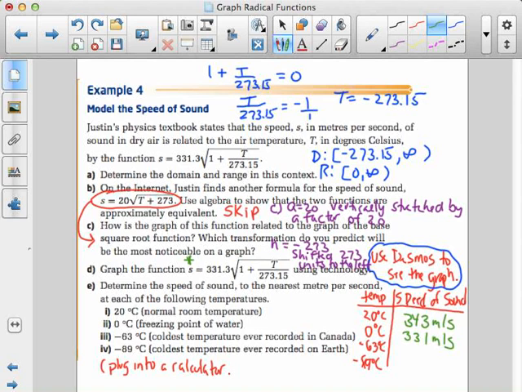And then if I plug in negative 63, which is the coldest temperature ever recorded in Canada, that would be 291 meters per second. And the coldest temperature ever recorded on Earth, I don't know where it is, I would guess Antarctica, is negative 89 degrees Celsius. And the speed of sound was then 272 meters per second. So notice as it gets colder, sound gets slower. And that's the big takeaway on that one.